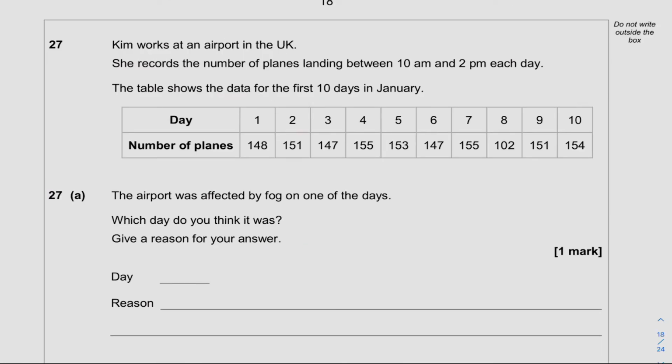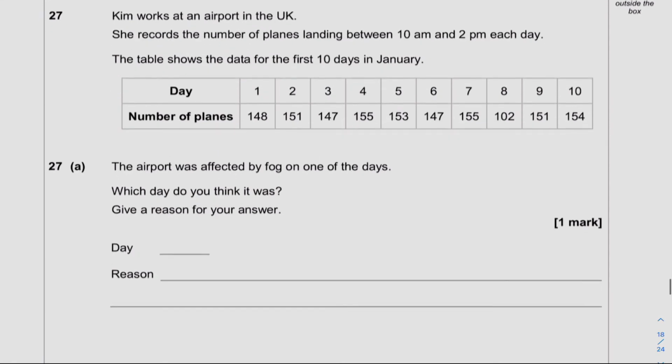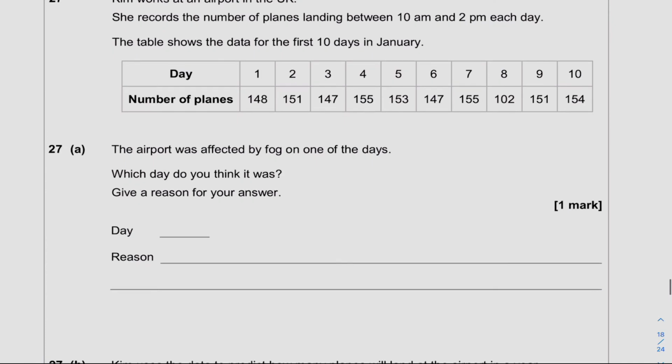So for question 27, we are told that Kim works in an airport in the UK, and she records the number of planes that land between 10 AM and 2 PM each day. So we've got a table here which shows the first 10 days in January, day 1 all the way to 10, and the number of planes she saw on each day. And we are told in part A, the airport was affected by fog on one of these days, and we need to say which day we think it was, and we need to give a reason.